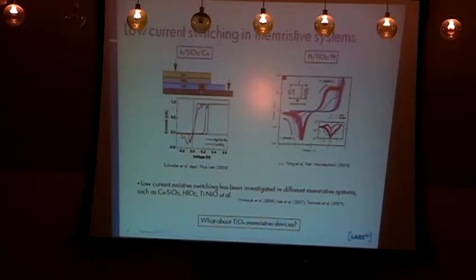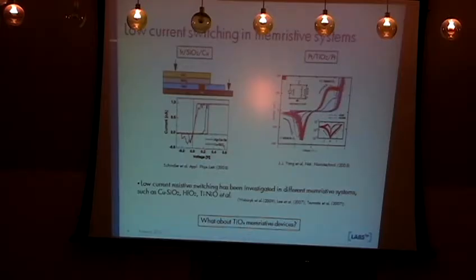So actually, people have already stepped into the field of low current switching of different memristive systems, including copper-doped silicon dioxide, hafnium oxide, titanium doped nickel oxide, etc. By the data here, sub-1 nanoamp switching has already been demonstrated in such copper-doped silicon dioxide systems. So, what about the titanium oxide memristive devices?